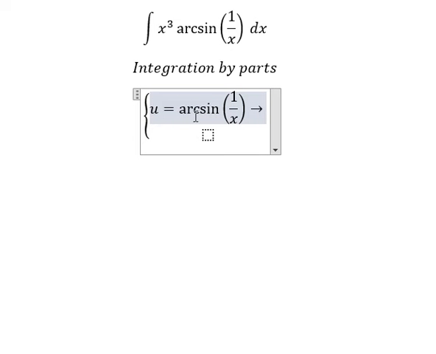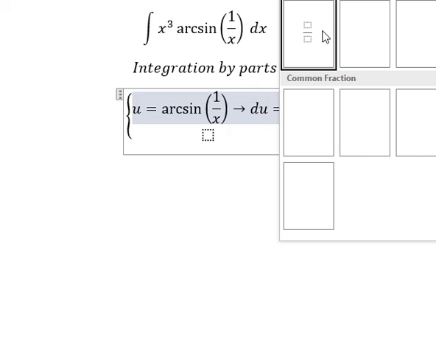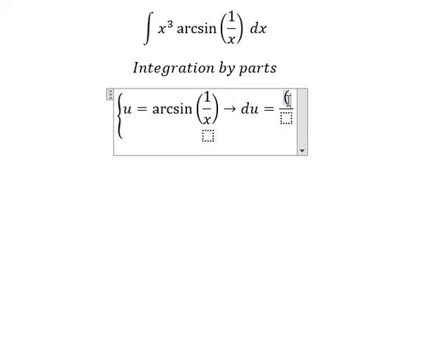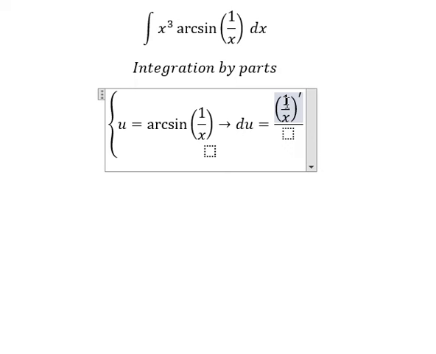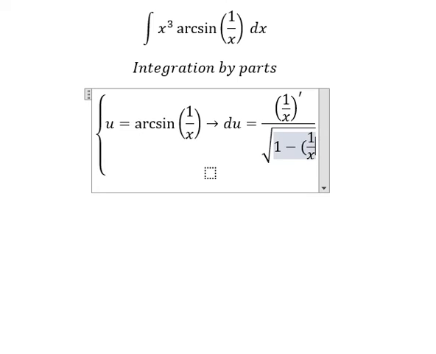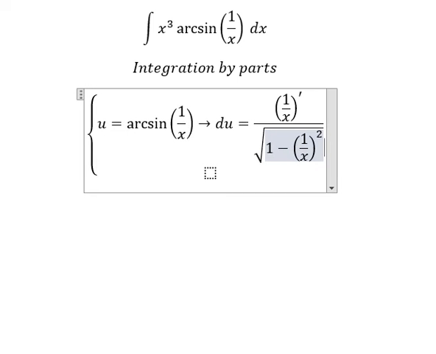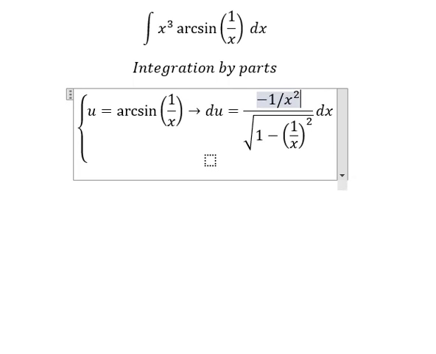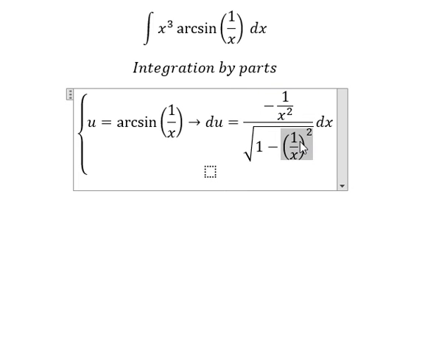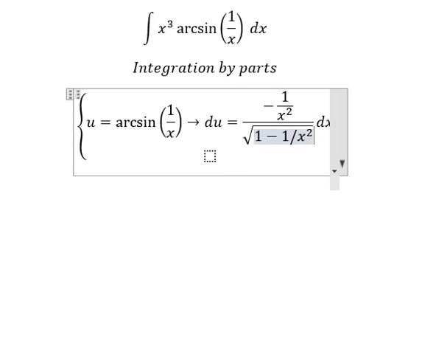If we first do the derivative of this one, we have like this. We need to do first the derivative of 1 over s, over the square root of 1 minus 1 over s, everything to the power of 2. So this one we have negative 1 over s squared, and this one we have 1 over s squared.